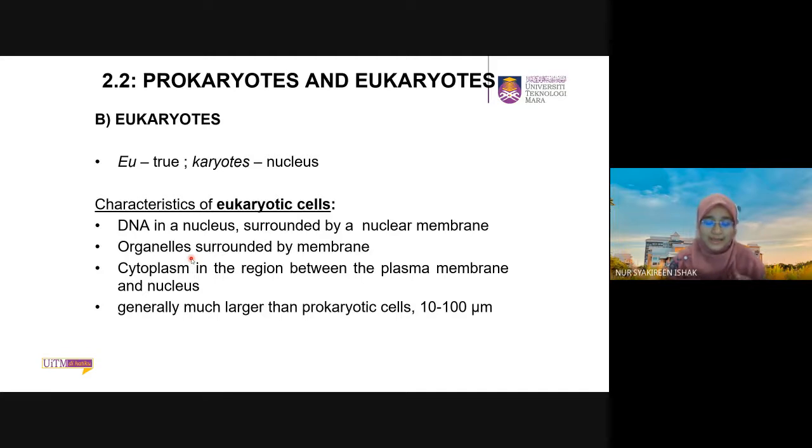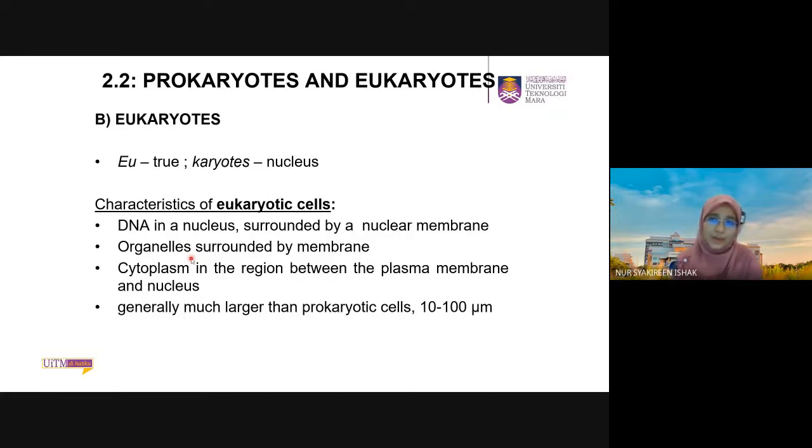In order for the cell to get energy to do cellular activities, such as to be able to move, to control what goes in and out of the cell through active transport, for example. So all this energy is produced from ATP, which is produced by the mitochondria, which is an organelle that has a membrane.